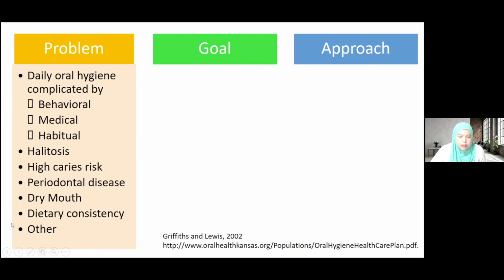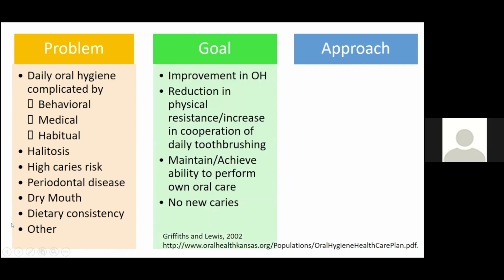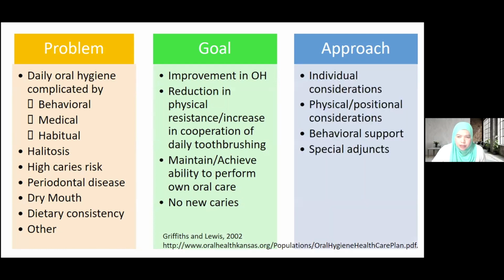Looking at this problem, we look into what goals we want to achieve, and it could be very simple. Simple goals: improving oral health, or a reduction in physical resistance, increased incorporation of daily brushing, or maintaining or achieving the ability to perform their own oral care. The goal could actually be no new caries in the next 6 months. And we're looking at the 4 approaches that we can consider for the individualized oral health care plan.